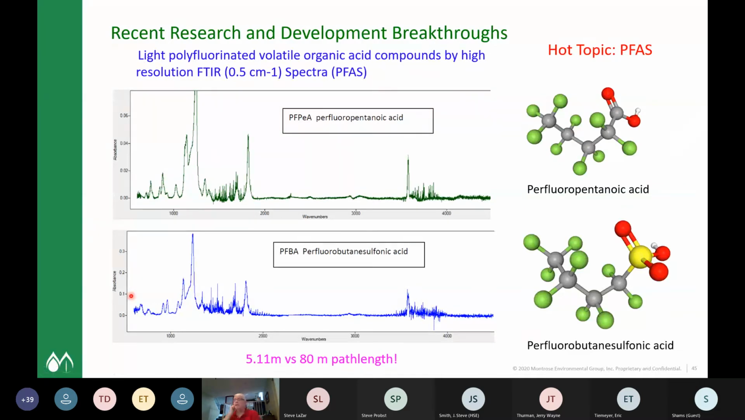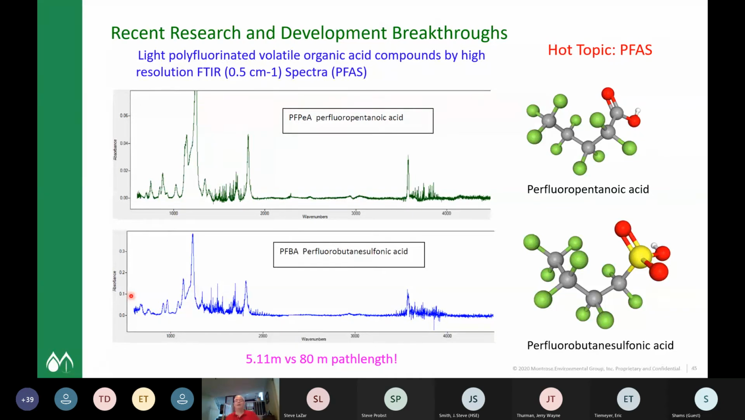And then I do want to throw a couple more slides here just at the end. This is work that Pete is working on right now. This is another hot topic, which is the PFAS area. And this type of work is really driving the need for real-time PFAS analysis out in the field.